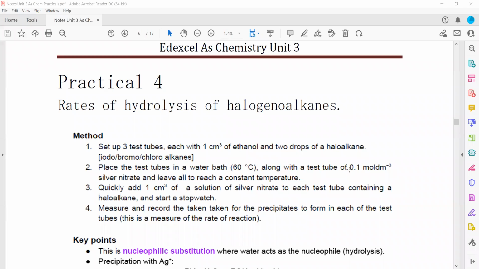Practical 4, we have to discuss the rate of hydrolysis of halogenoalkanes. Rate of hydrolysis means how much time these halogenoalkanes will take to break down. So what we do, we can set up 3 test tubes, test tube A, B and C.